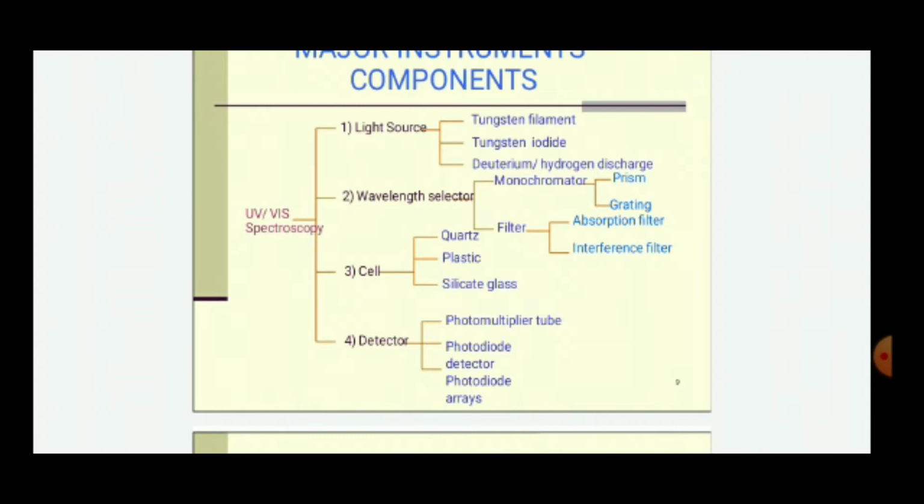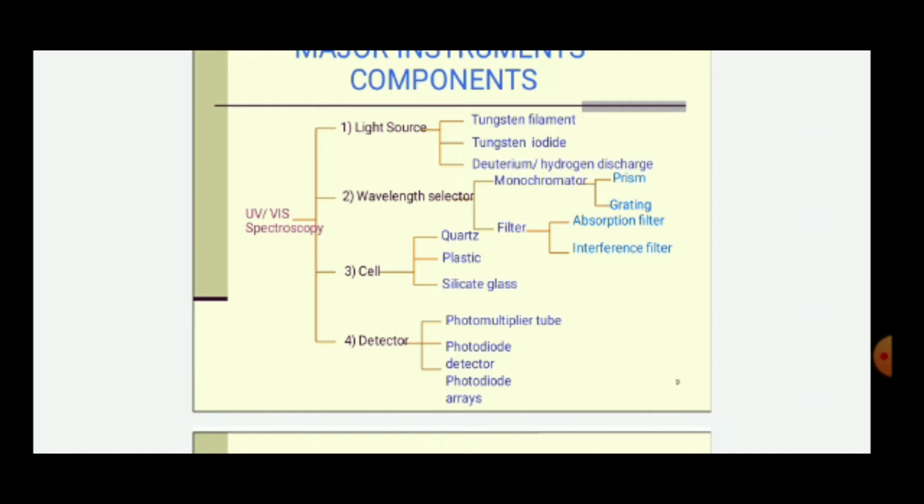The wavelength selector: you have monochromators or filters. Filters, which are generally used in colorimeters, are color filters. For high-tech spectrophotometers, we have the monochromators. Prisms are a very basic type of monochromator which are nowadays not used in spectrophotometers, so we have the grating monochromator. A monochromator is the device which selects a single wavelength of light from the polychromatic light.